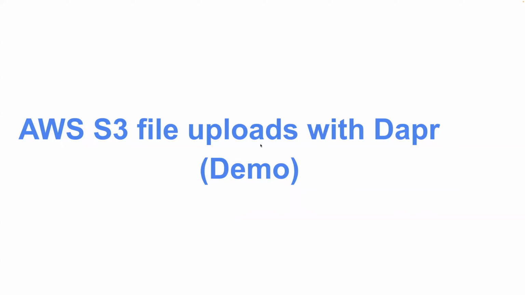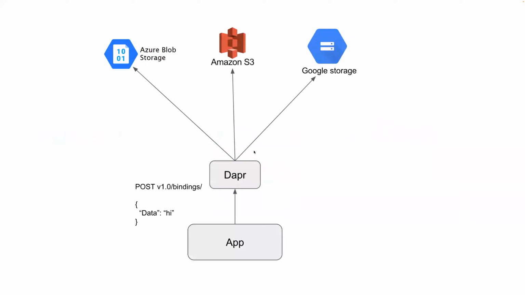All right, cool. So let's talk about AWS S3 file uploads with Dapr. Dapr has the concept of a binding. For those of you who don't know what it is, bindings are a way to bind data or operations to and from your applications when they're interacting with third-party systems. One of these systems might be a cloud provider blob storage, for example, like Azure Blob Storage, or Amazon S3, or Google Storage, and others. Dapr has bindings for all three of them.